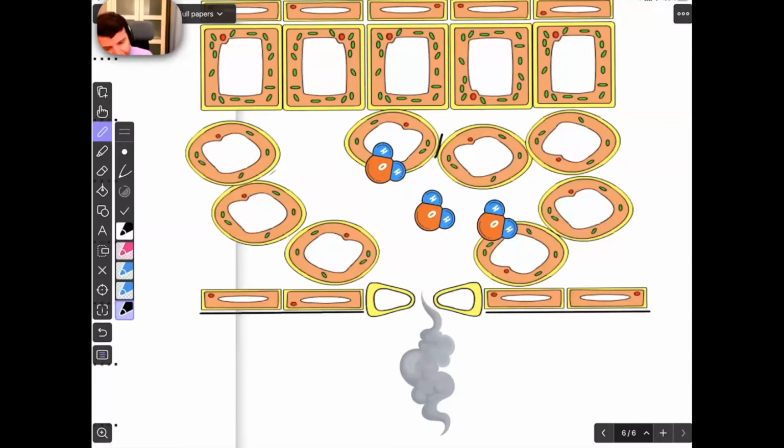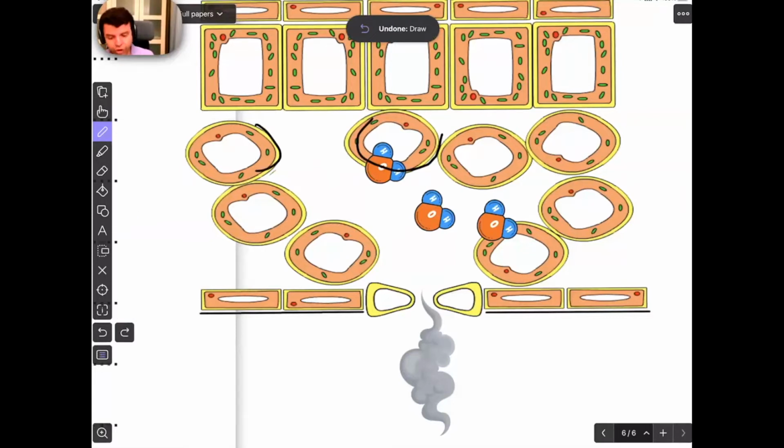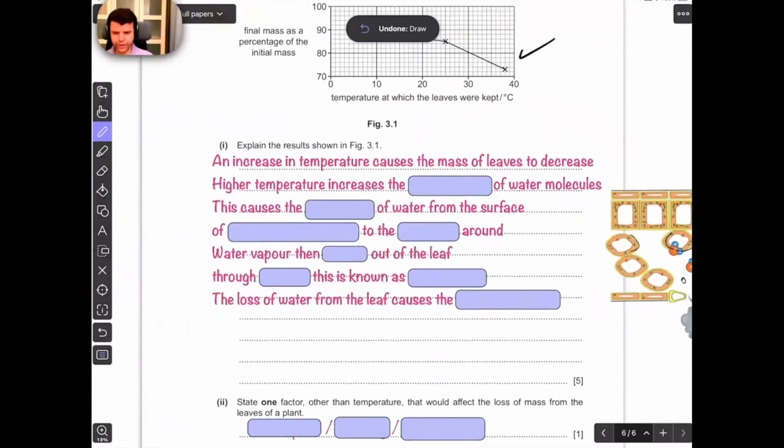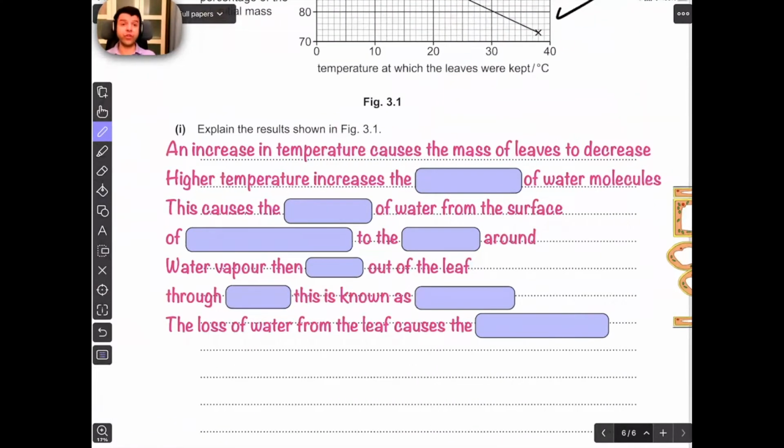Note that the evaporation will happen on the surface of those mesophyll cells. And eventually, once I have the water in gas form, what's going to happen? The water vapor will just diffuse out of the leaf. Okay? So first thing, higher temperature increases what? Increases the kinetic energy of the water. This causes what? This causes the evaporation of water.